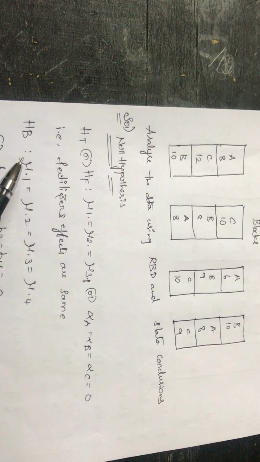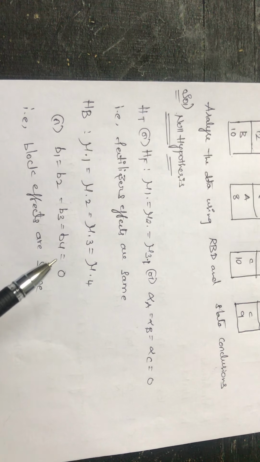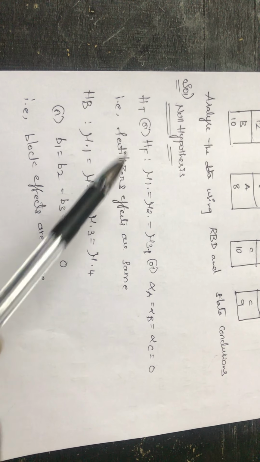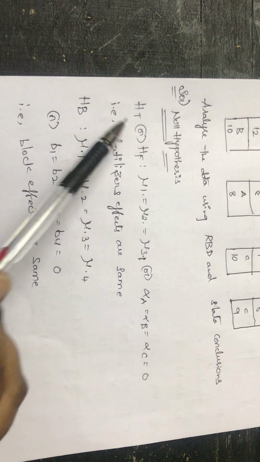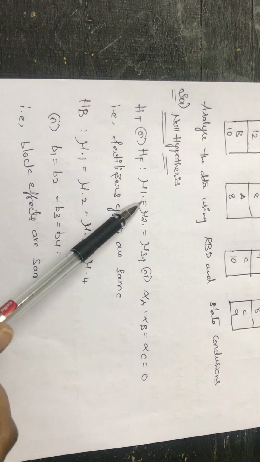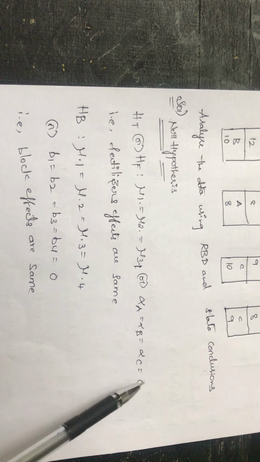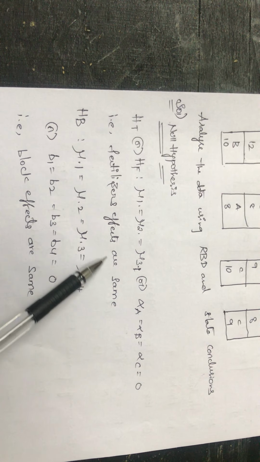So first of all, we have to set null hypothesis. So here it is similar to two-way analysis, two-way classification. Here two-way treatments are there, blocks are there. Instead of varieties, we have blocks. So H_T is mu1 dot equal to mu2 dot equal to mu3 dot. We got 3 treatments, A, B and C. That is fertilizers effects are same.